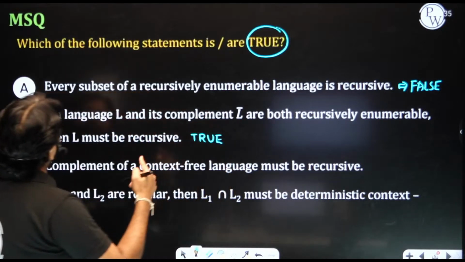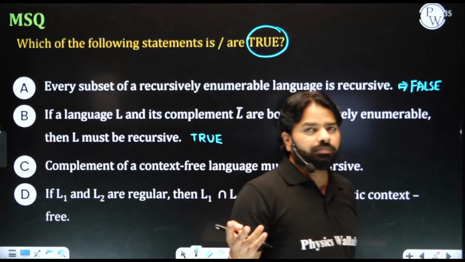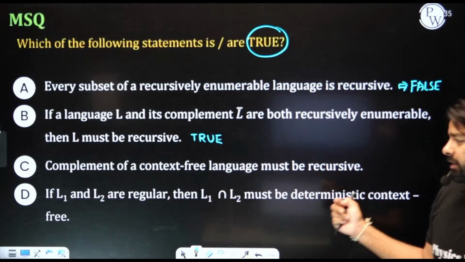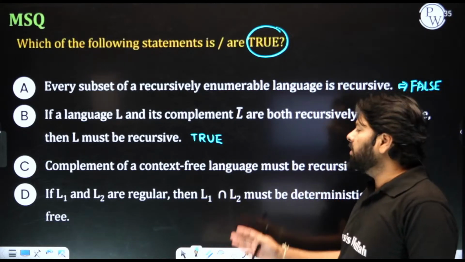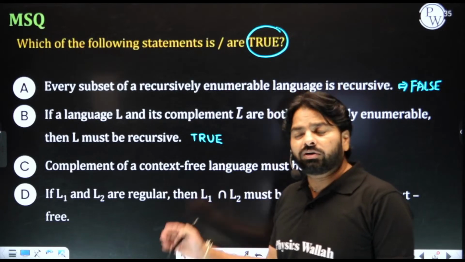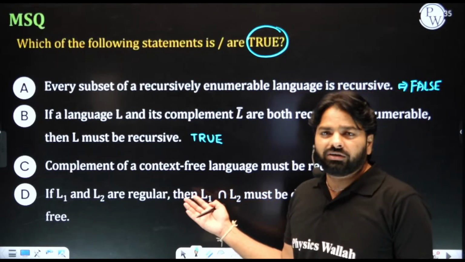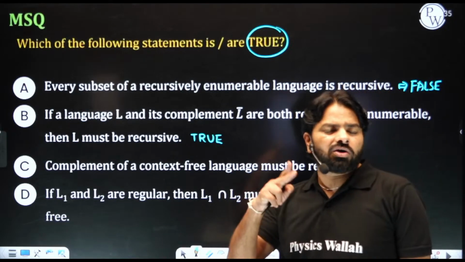Now we need to identify the true statements. It is an MSQ type, so more than one option may be correct. Complement of context free must be recursive. Complement of context free need not be context free because it is not a closed operation, but for the complement of context free you can always guarantee it is context sensitive.